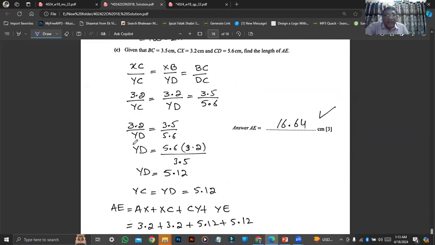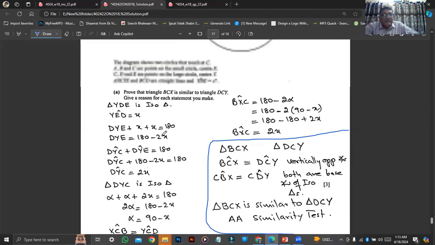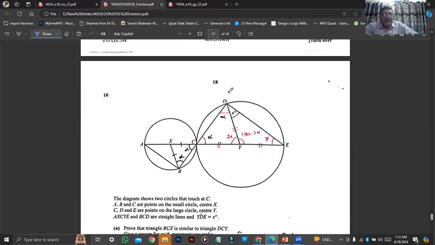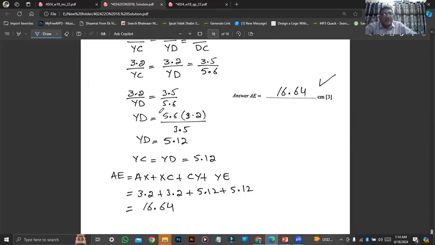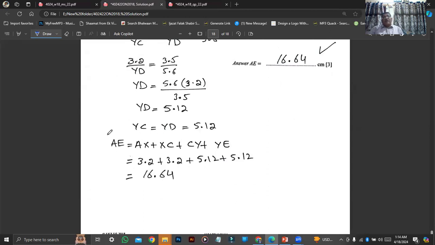So I want to find out the AE value. So I will first of all find the YD. So the YD will be equal to 5.6 into 3.2 divided by the 3.5. So the YD value will be 5.12. YC and the YD, they both are equal to each other. You can see here YD and the YC, they both are the radius of the large circle. So they both are equal to 5.12.